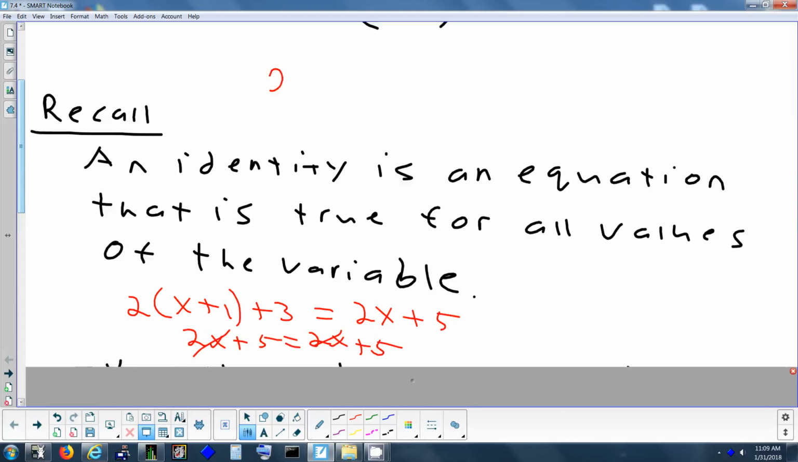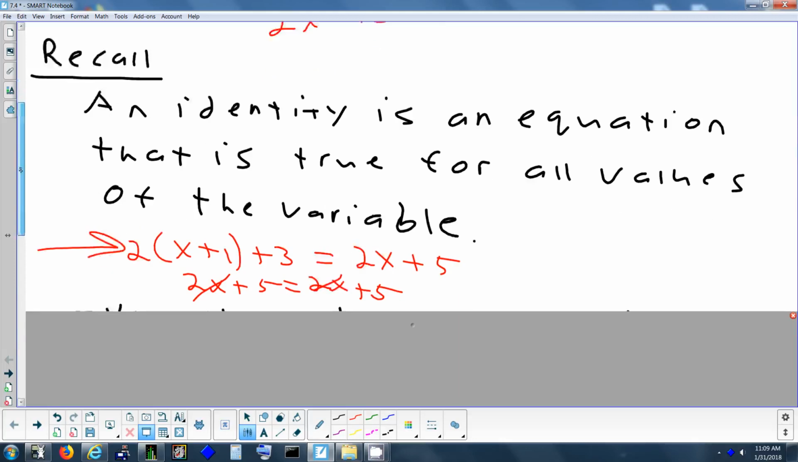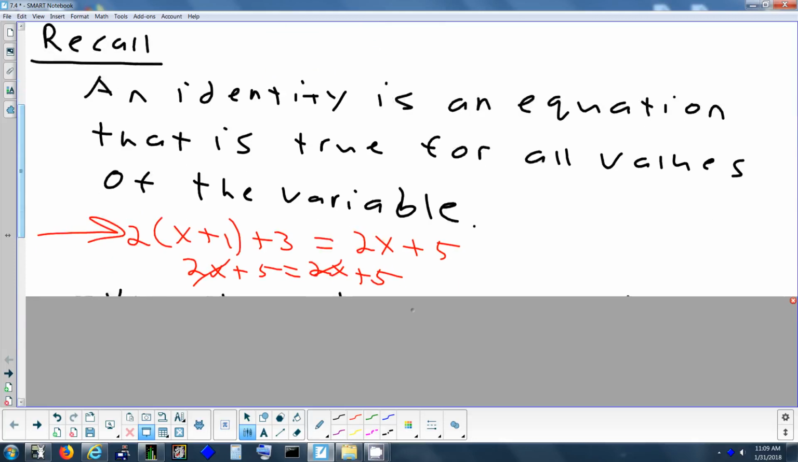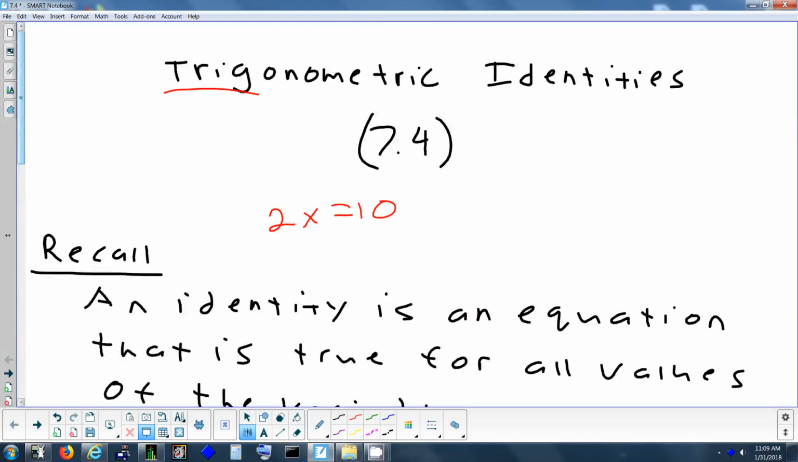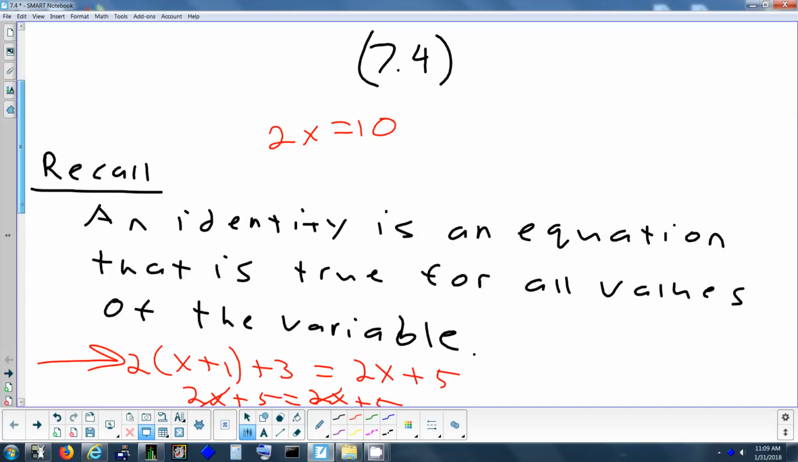Okay. Compared to something like this, that is not an identity. That's a conditional equation. It's true if you pick the right value for x, but only if you pick the right one. In a problem like this, you can't pick the wrong one. Anything you pick will work, because it's an identity. So we're going to look at equations like that, but they're not going to be algebraic identities. They're going to be trig identities.